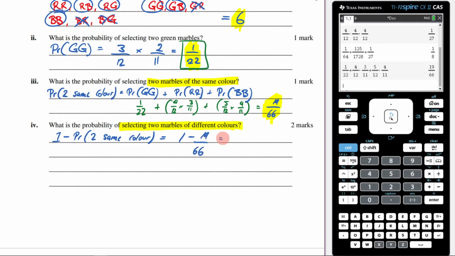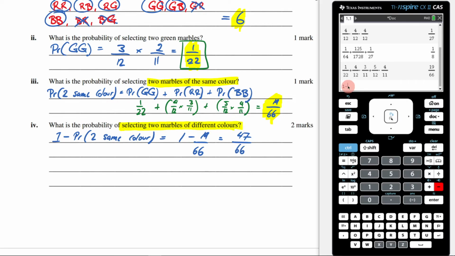And then once you put that into your calculator, 1 minus 19 on 66, you're going to end up with 47 on 66. So again, you're just going 1 minus, and you could just come up here, bang, 47 on 66, just like that. That's the best way to do this.